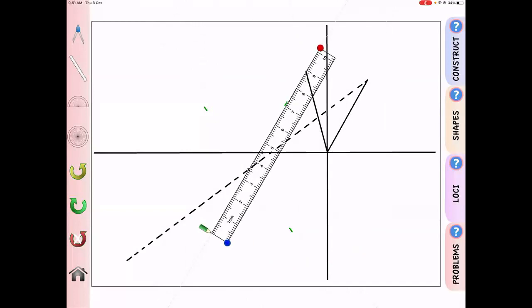Yeah, almost the same, right? So you see here, it's exactly... okay. So draw the construction line.